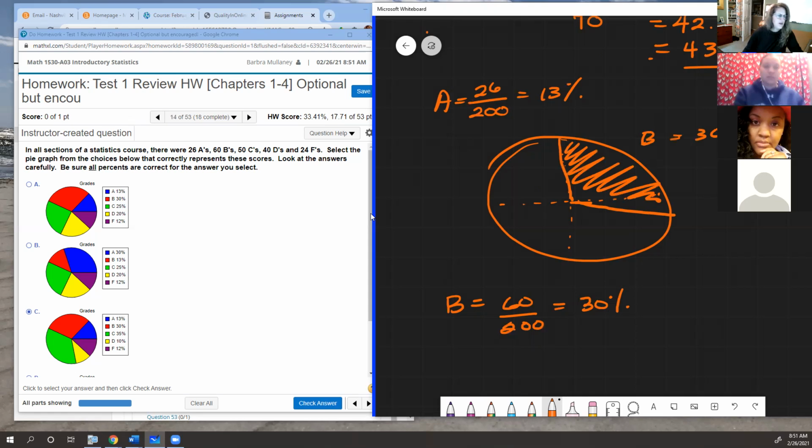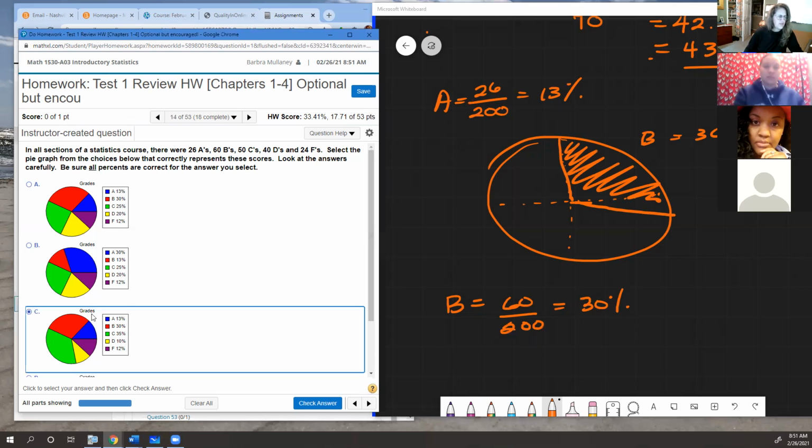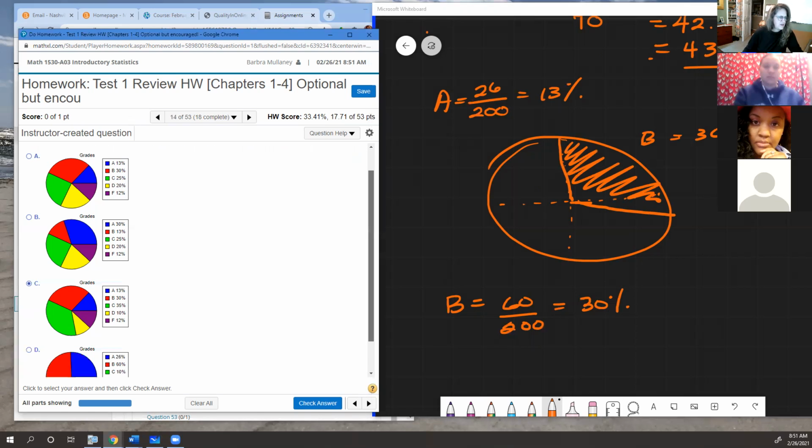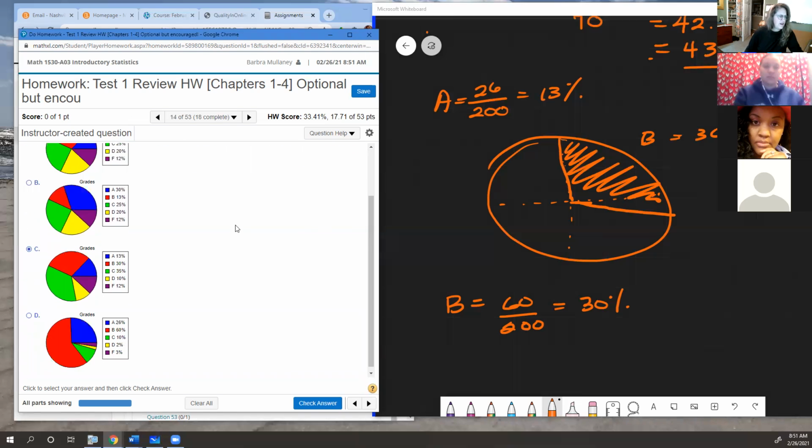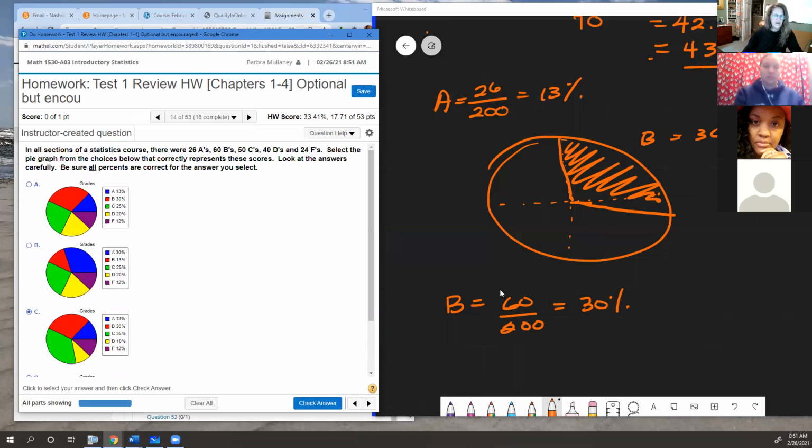All right. So looking at the options here, A or C would have 30% in it. And D is too much. That's like 70% or 60% there. So we know that it's either A or C now. So we've limited our choices. And then A is 13%. So A and B are both the same for A and C.